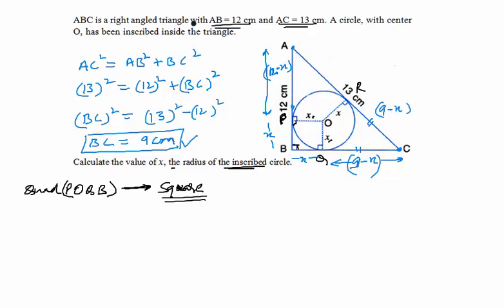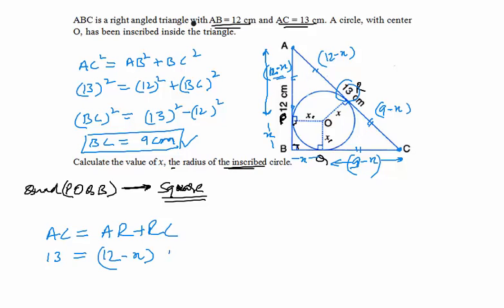Similarly, go to point A. From point A, again you can see two different tangents, PA and AR. If PA is equal to 12 minus x, then AR should also be equal to 12 minus x. Now you can see that we have completed the length of AC. AC is AR plus RC, and AC is already given to us as 13 centimeters. We have found AR in terms of x, which is 12 minus x, and RC, which is 9 minus x.